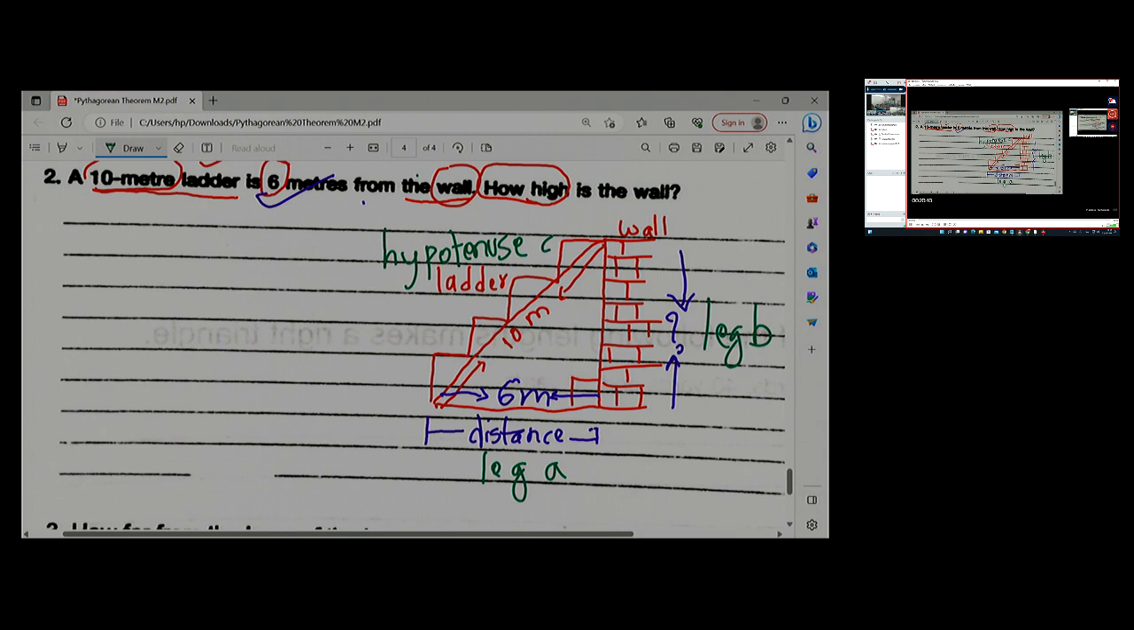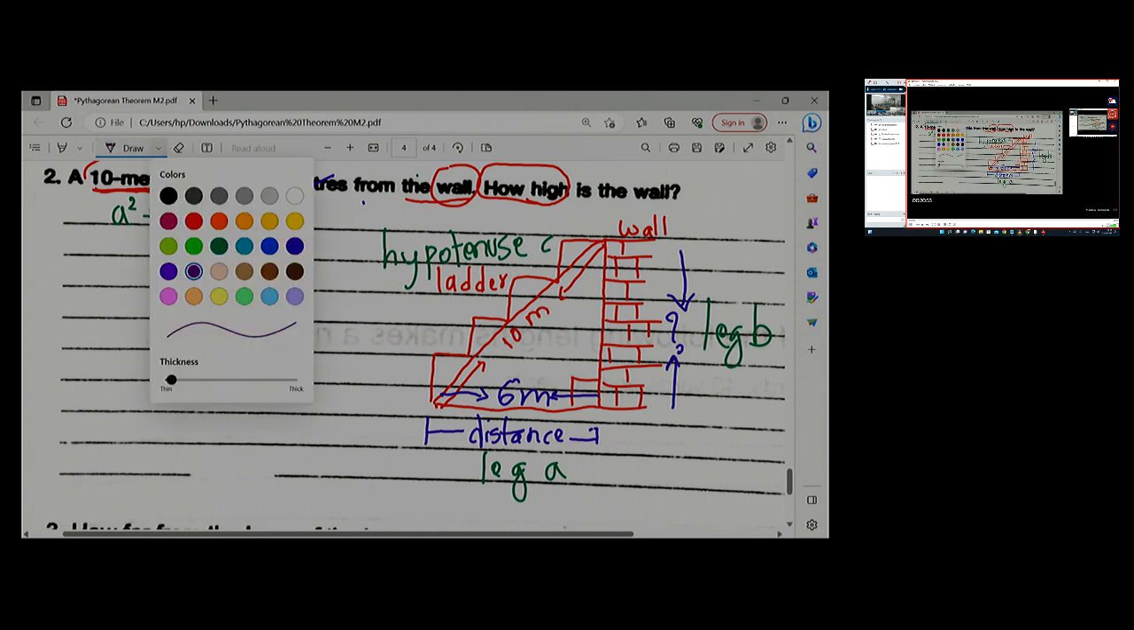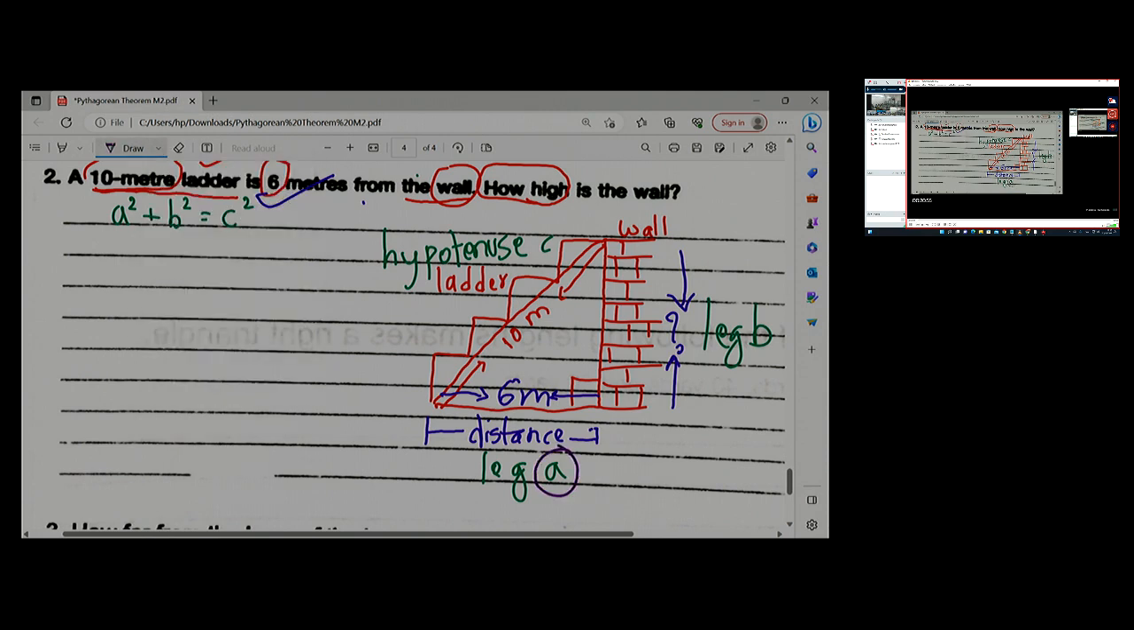Okay. Now we use this to find the height of the wall. We use the Pythagoras theorem, that is a square plus b square equals to c square. Understand? So we use a value. What is a? 6. So we get 6 square. How much is b? We don't know, right? So we write b square as it is. How much is c?